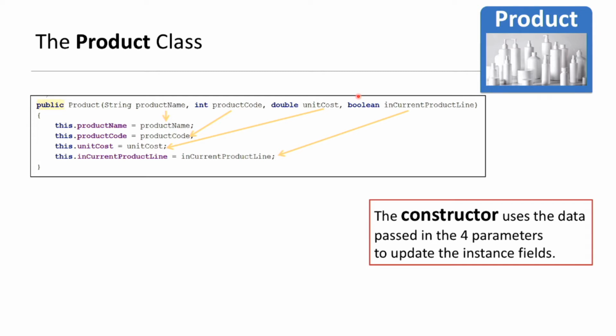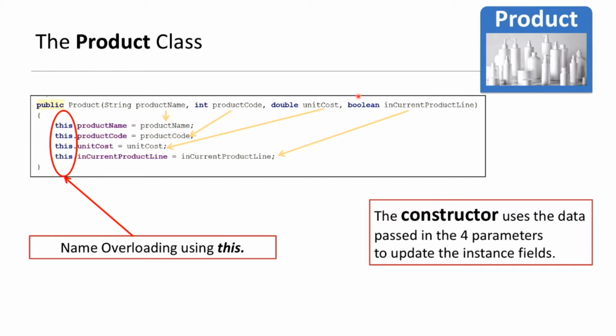So each one of these parameters appears on the right-hand side of an assignment statement. The left-hand side uses the this keyword, which is for name overloading. So we have this.productName is assigned a value productName. The this.productName refers to the field, and the productName on its own is referring to the parameter, and likewise for each of the other parameters and fields.